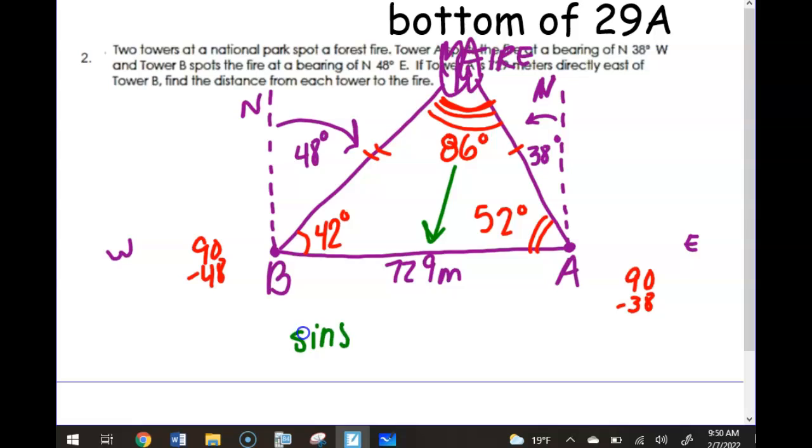Now, can we say we have something across from something? The sine of 86 is across from 729. Remember, we're trying to find this side and this side. I guess I should call them B and A. This would be side B. This would be side A. So the sine of, what do you want to do first? The short one? 42 is across from B.